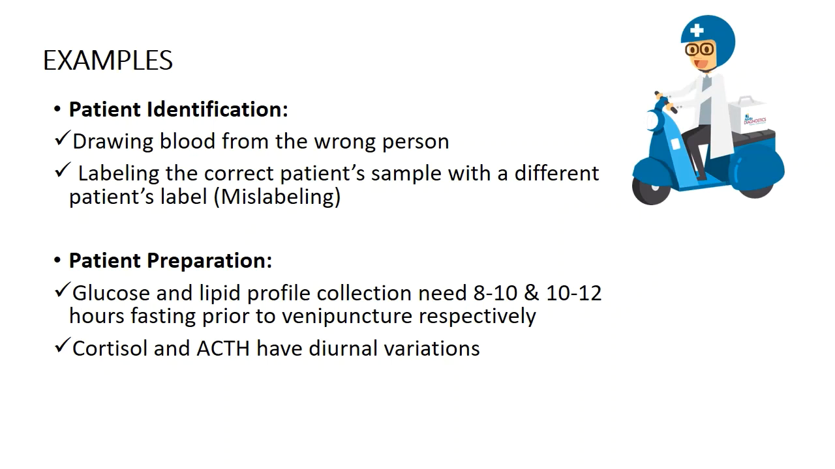So at least a minimum of two identifiers, like a barcode along with the patient's name, gender, age, should be mentioned. At least two identifiers should be mentioned on the vacutainer, so that there is always a chance of verification. Otherwise we will have a very wrong reporting, right?